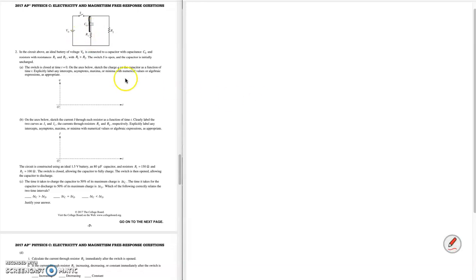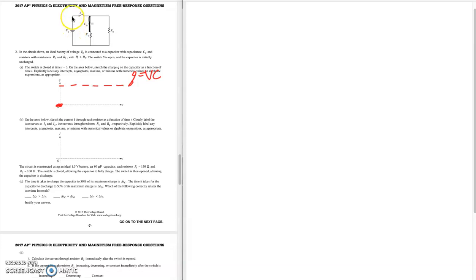Now let's take a look at part A. They told us as we close the switch, the charge was 0, and the charge is going to build up to some maximum value, and it's going to do so asymptotically. The maximum charge is going to be a result of the maximum voltage, because if you remember, Q equals VC, and we need to figure out what the voltage is going to be across a capacitor.